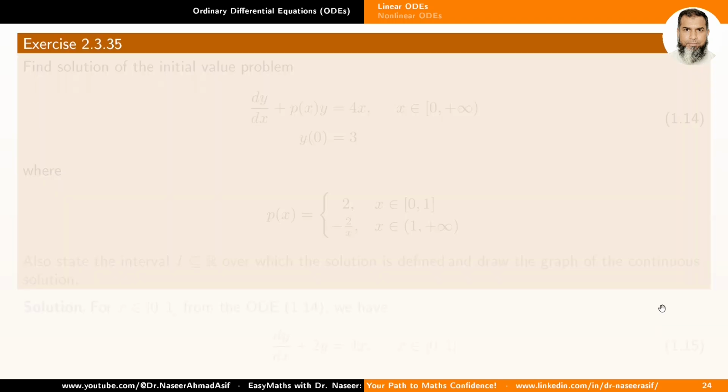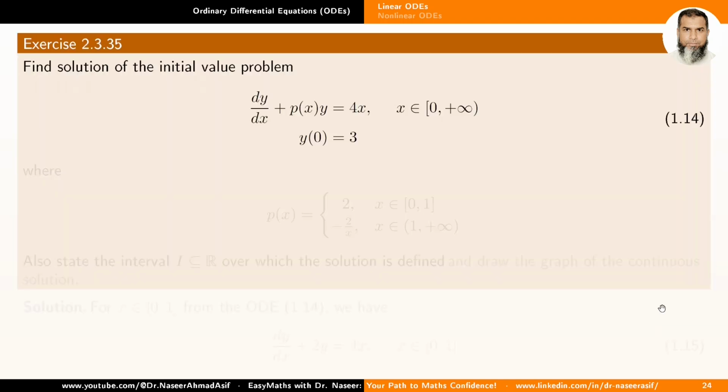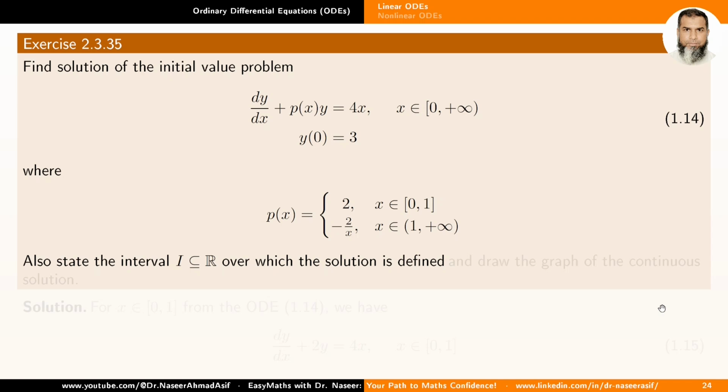Well, see another exercise. Find the solution of the initial value problem dy/dx + p(x)y = 4x, where x ∈ [0,+∞), and y(0) = 3, where p(x) = 2 for x ∈ [0,1], and p(x) = −2/x for x ∈ (1,+∞). Also state the interval I ⊂ R over which the solution is defined, and draw the graph of the continuous solution. Well, see solution.